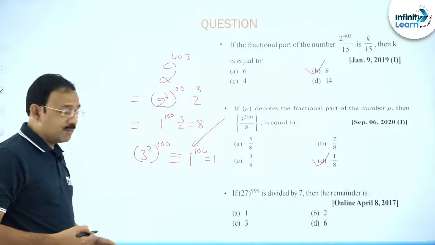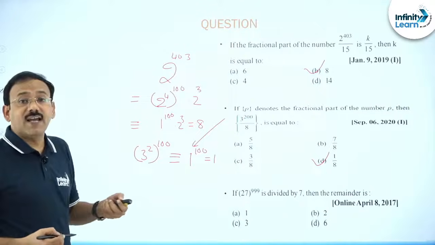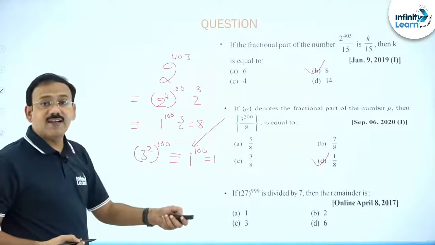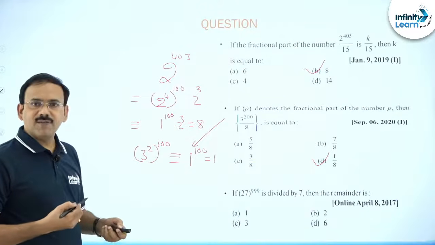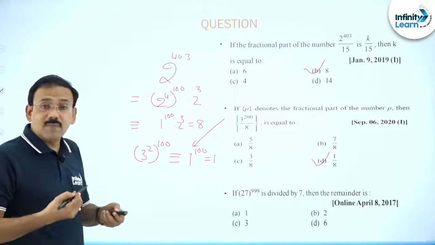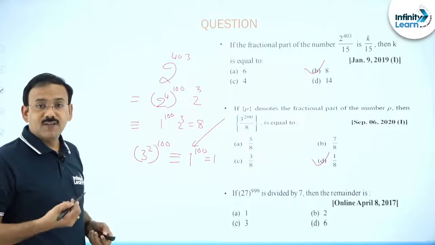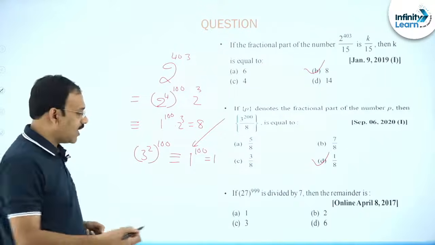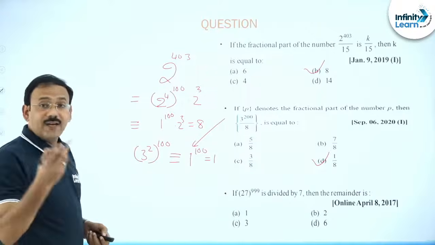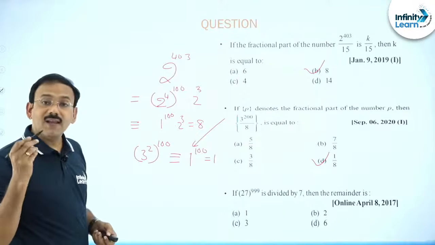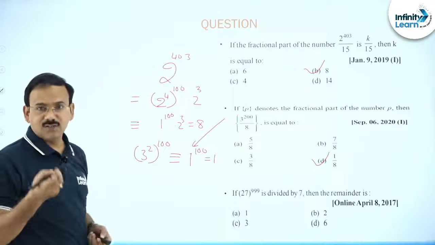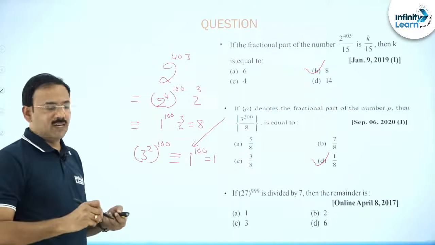In the next problem, you just see 27 power 999, it is divided by 7. So 27 powers, you just see which number is nearer to a multiple of 7. You see 7 fours are 28. So when 27 is divided by 7, the remainder is 6. I can say minus 1 also. It is just one short of a multiple of 7.